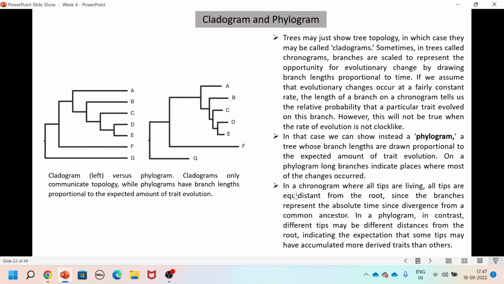So in a chronogram where all tips are living, all tips are equidistant from the root, since the branches represent the absolute time since divergence from a common ancestor. While in a phylogram, in contrast, different tips may be present at different distances from the root, indicating the expectation that some tips may have accumulated more traits than the others during the time of evolution.